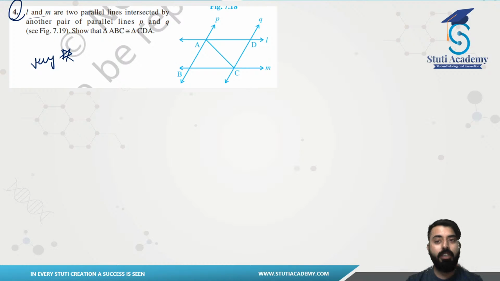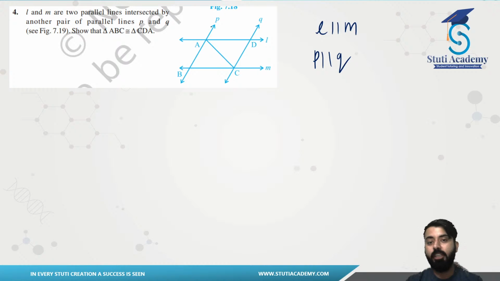So in this we have L and M are two parallel lines, and another pair of parallel lines are P and Q, such that P and Q are acting as transversals to L and M. We have to show that triangle ABC, which is this one, is congruent to triangle CDA, which is this one. So we have to show these two triangles will be congruent. Now in this case, before we get to the point, you guys see L is parallel to M and P is parallel to Q.